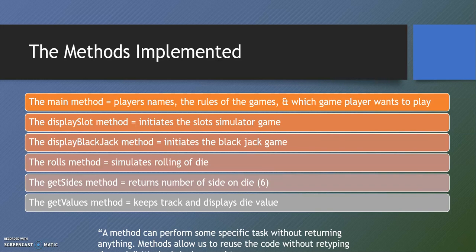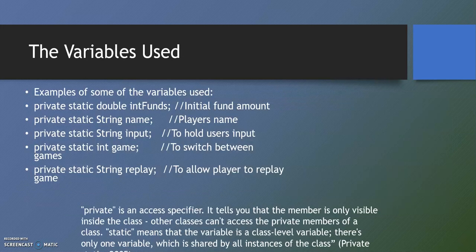And then we had the get value method, so we're keeping track and displaying the die value, which I'll show later. Okay, so another quote I found that really described the importance of methods. A method can perform some specific tasks without returning anything. Methods allow us to reuse the code without retyping the code. And that's the part where I think methods are the most important. So I have these separate classes, and if I need to keep displaying the die value, I can just basically re-show that method.